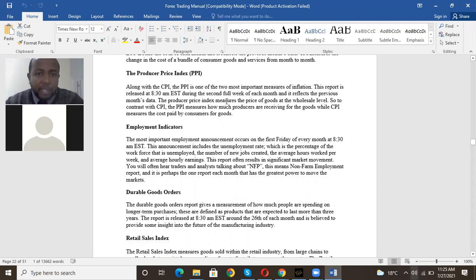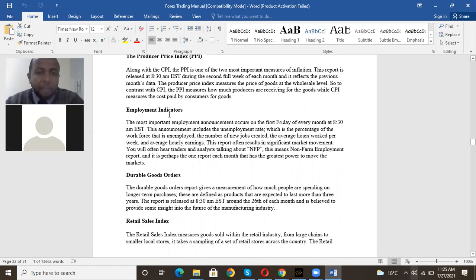The producer price index measures the price of goods at the wholesale level. To contrast with CPI, the PPI measures how much producers are receiving for the goods, while CPI measures the cost paid. So you can see PPI will measure how much producers will receive, while CPI measures the cost paid by consumers. And then we have employment indicators.